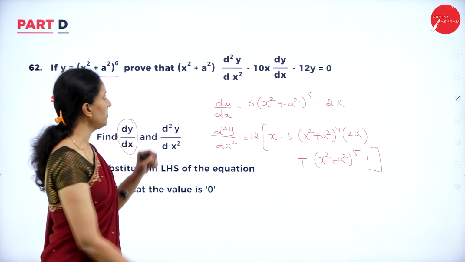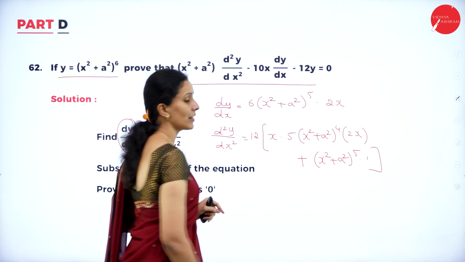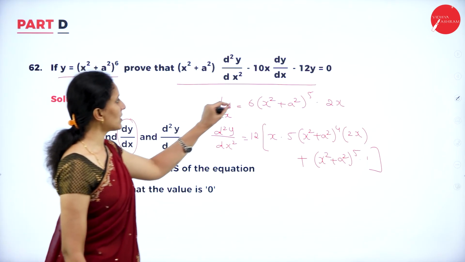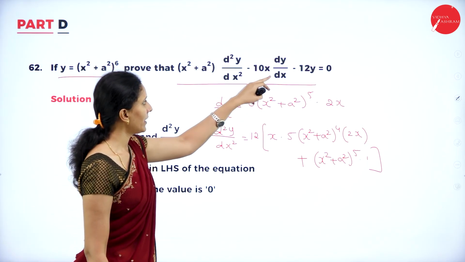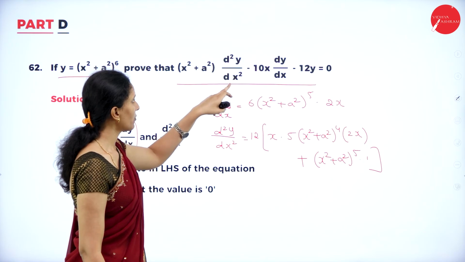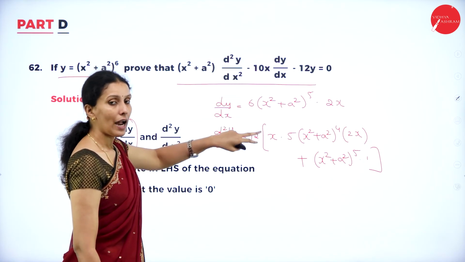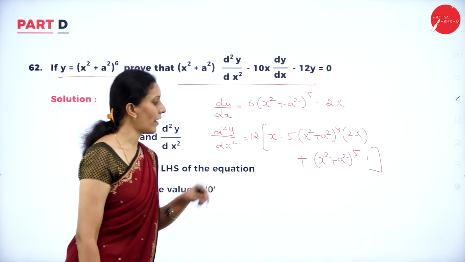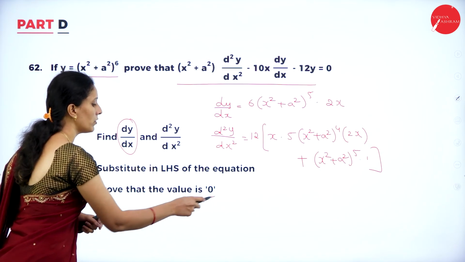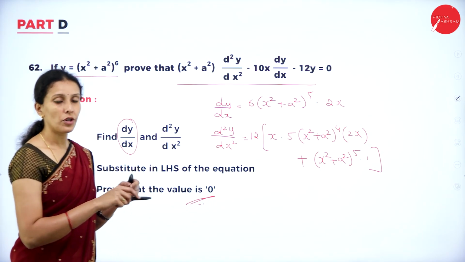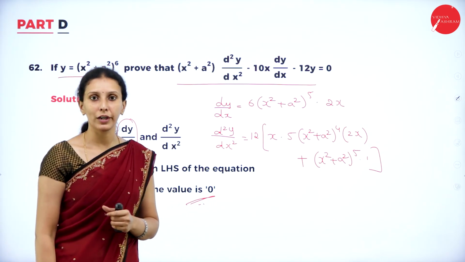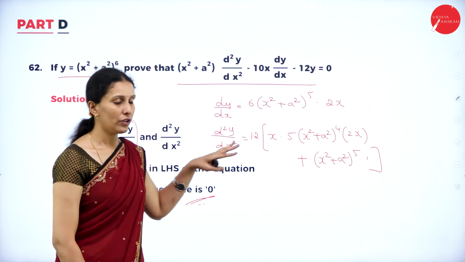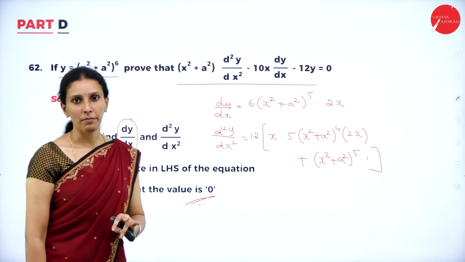Consider the left hand side of the equation. Once you substitute the value of dy by dx and the value of d square y by dx square here and solve it, you will find the value is equal to 0. You have to substitute and evaluate, then only you will get the value as 0. So this carries 5 marks.